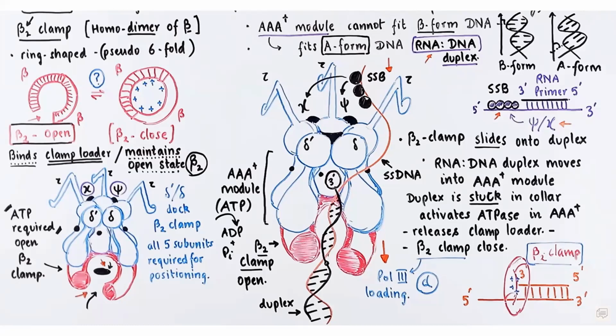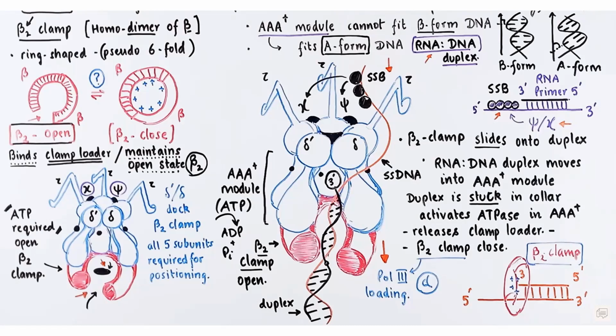Again, for clarity, when the clamp moves here, this is what it looks like. The problem is that there is a duplex inside the AAA plus module, and the 3' end of the RNA primer cannot be pushed to the side, and it can't leave through the pole before it. So we have the single-stranded DNA pushed out, and the 3' end of the primer stuck inside. This configuration activates the ATPase domain in the AAA plus module. As a result of this activation, the ATP is released.